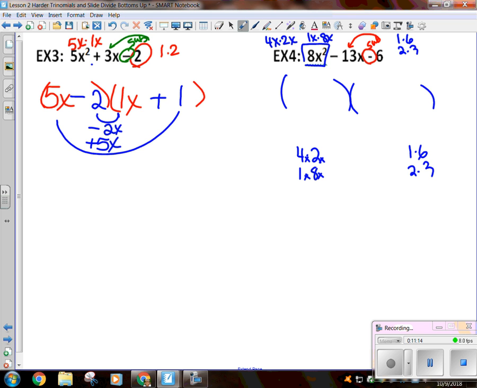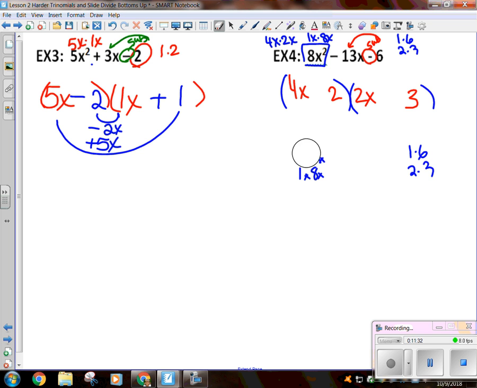Now, you could kind of eyeball it. Okay, what do you want to try? 4x and 2x? We mentioned those first. What do you want to try? 1 and 6 or 2 and 3? 2 and 3. Did I get it?